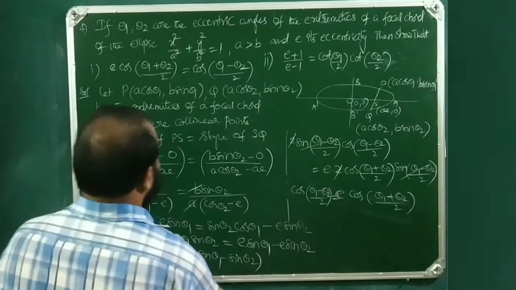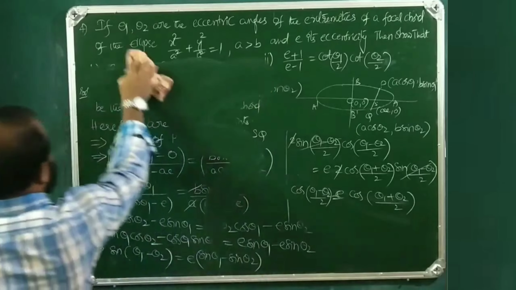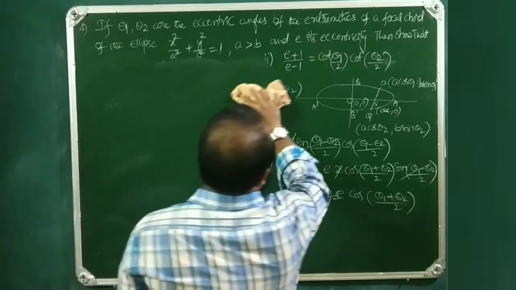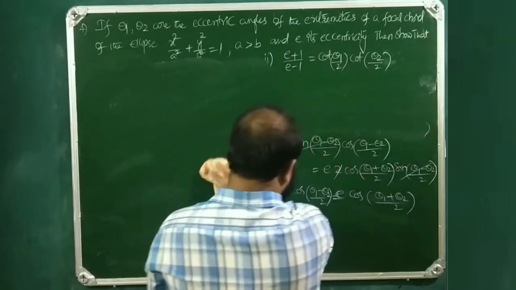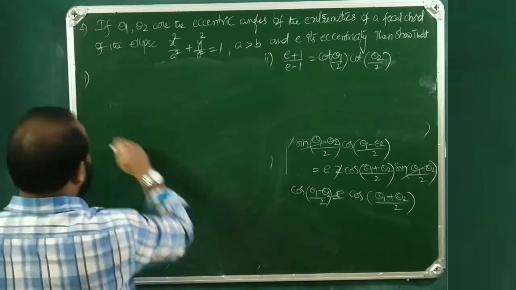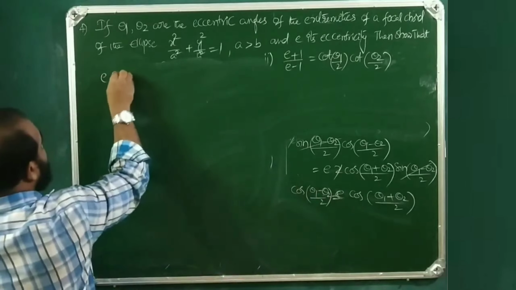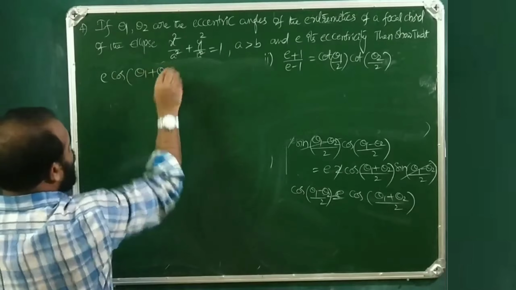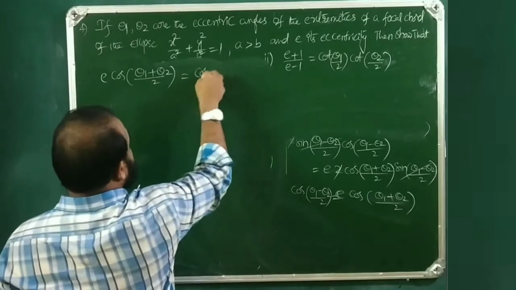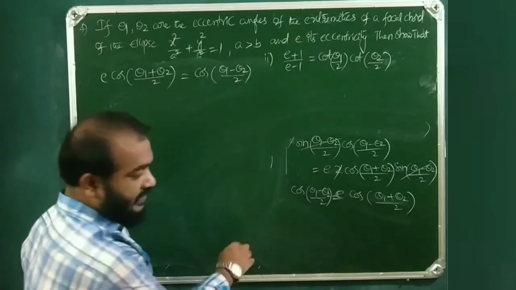Now we need to prove the second part. So for this, what do we get at the end? We got E cos (theta 1 plus theta 2)/2 is equal to cos (theta 1 minus theta 2)/2. This is what we get, right?